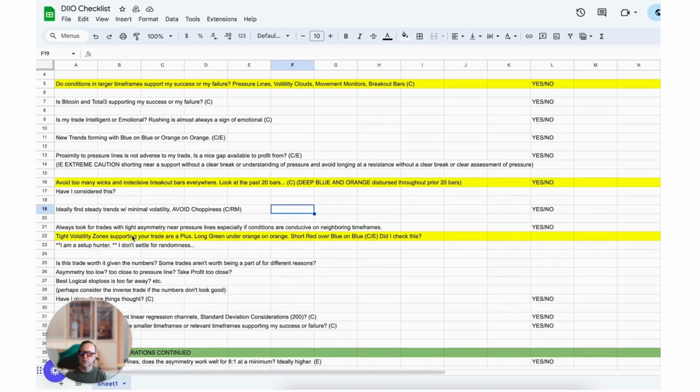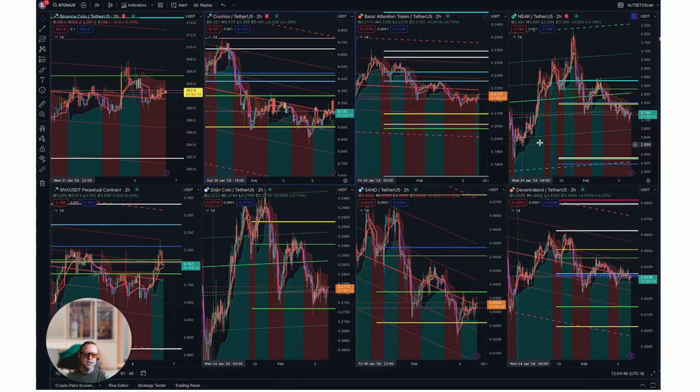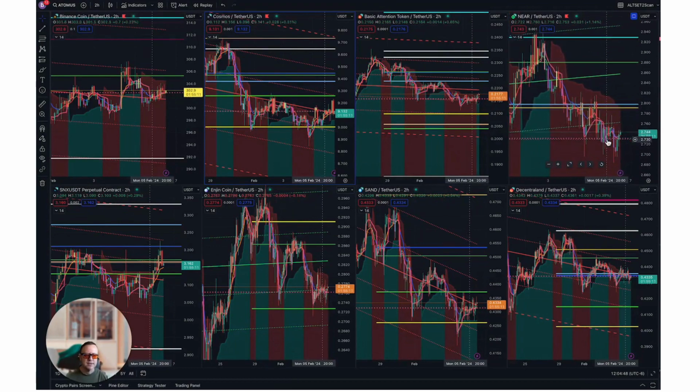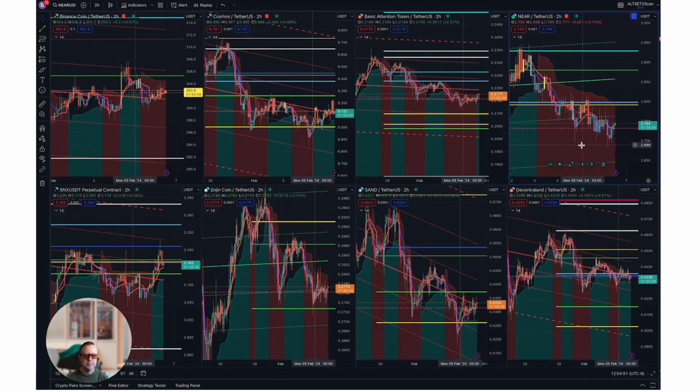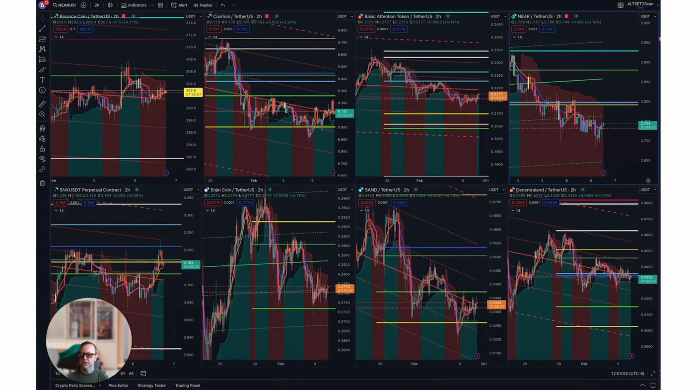Always look for trades with tight asymmetry near pressure lines, especially if conditions are conducive on neighboring timeframes. So I think we've touched on that a bit. We'll just go to something simple here. When I say tight asymmetry backed by logic, you might look at something like NEAR, right? Unfortunately, in this case, the channel itself is not bearish, so it's not the perfect scenario.